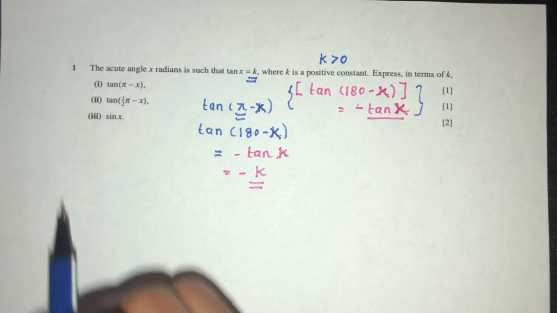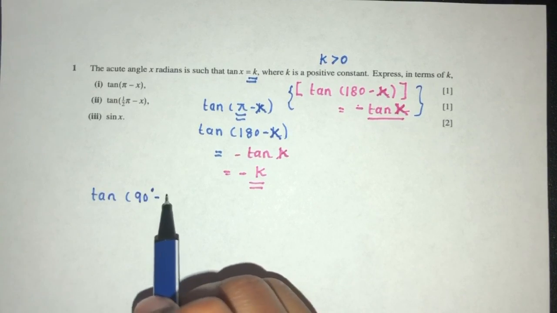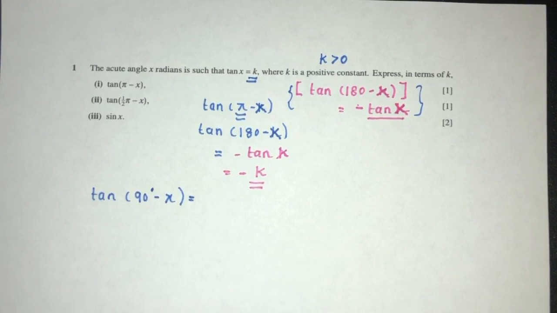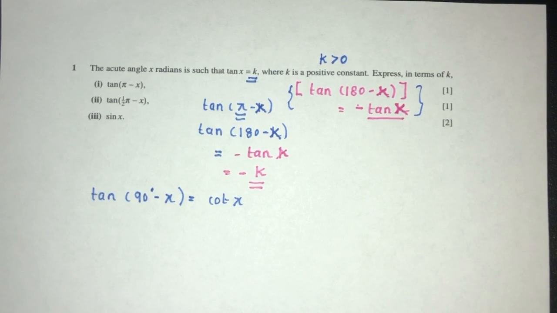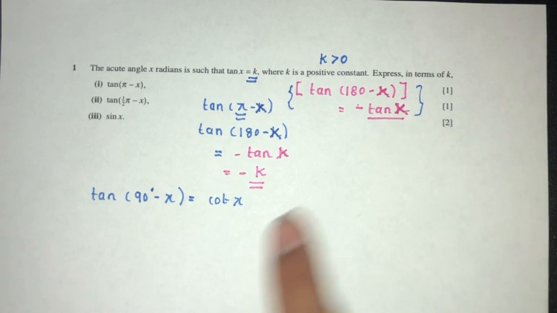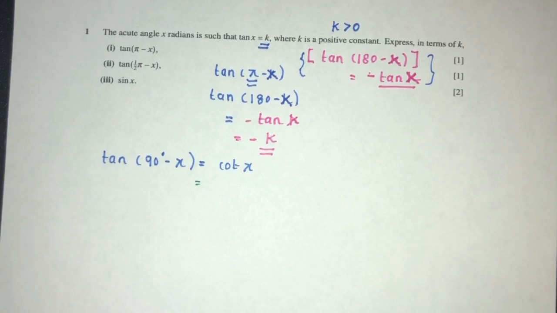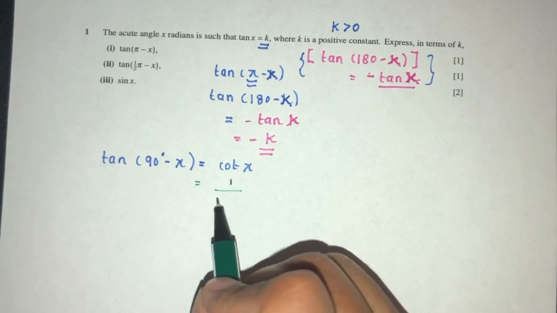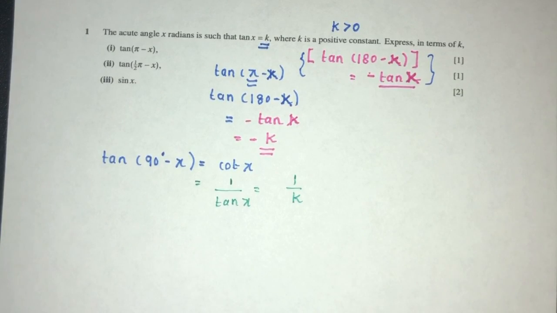Now for part 2, we have tan of 90 degrees minus x. You can always memorize this as cot of x. If I were to explain, it would be long for you to understand the explanation itself, so why don't you just memorize the shortcut way? It is the best for yourself. Now we understand what cot is: cot is simply 1 over tan x. So 1 over the value of k. That will be part 2 of the question.